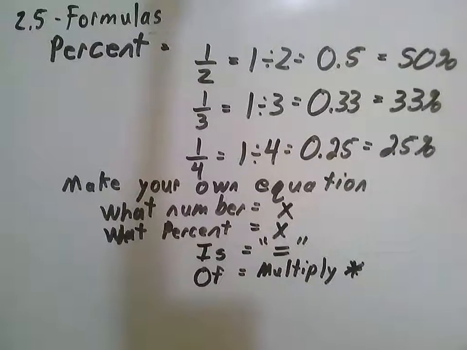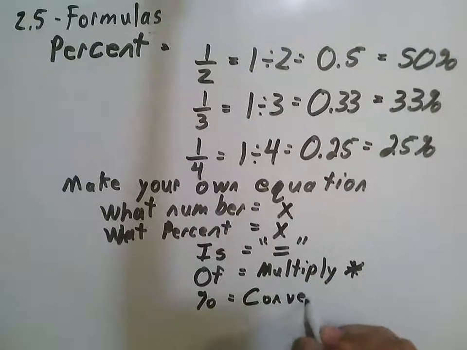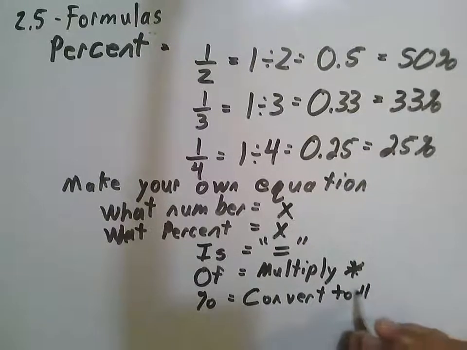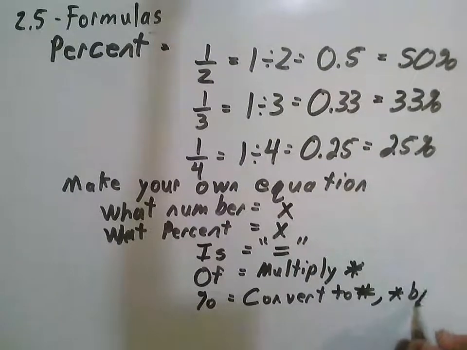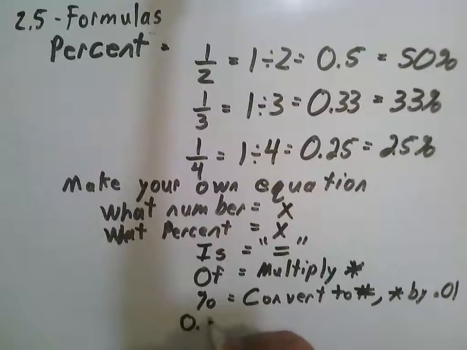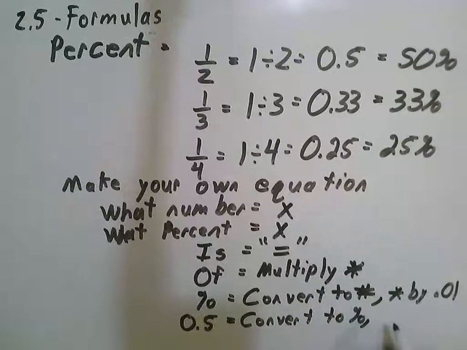Now, anytime something gives you a percentage, it is wanting you to convert that to a number. I'm just going to abbreviate number with the hashtag. Basically, what you have to do is multiply it by 0.01. If it's asking you what the percent is, or it gives you a decimal, let's just say 0.5, the easiest thing to do is convert that over to a percentage, and you do that by multiplying it by 100.